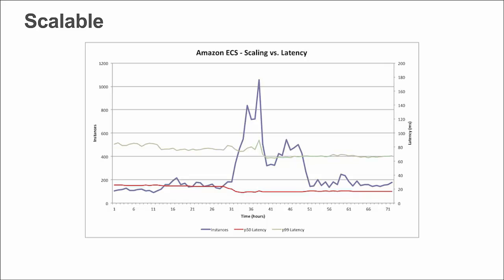Earlier this year, we ran a load test just to see how well this functions. Over a 3-day period, we scaled the cluster from 200 to over 1,000 instances. That's represented by the purple line on this graph. The green and red lines show P99 and P50 latencies. As you can see there, they're pretty flat, which demonstrates that ECS is pretty stable and it scales regardless of your cluster size. So that's good when you have that consistent, predictable performance, no matter the size of the cluster that you're running.